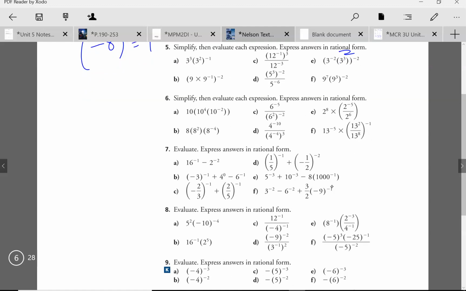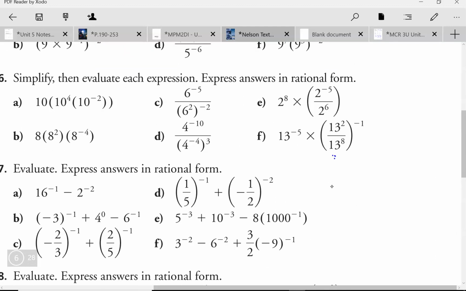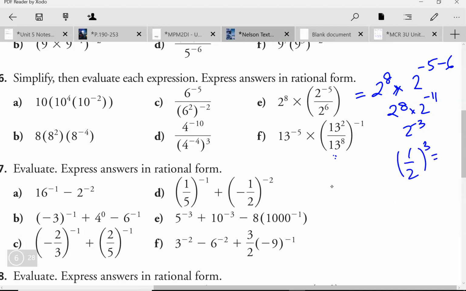Again, if we're looking to simplify something like this, for example, or even e, I would do 2 to the power of 8 times, I'd move this, actually no, I wouldn't do that. I would just use division rule here. 2 to the power of 8 times 2 to the power of negative 11, 2 to the power of negative 3. And after I get that negative, I'm going to take the reciprocal and make the power positive. This is 1 over 8.